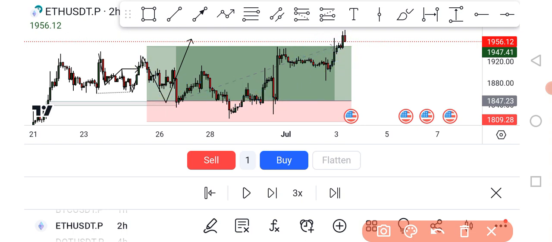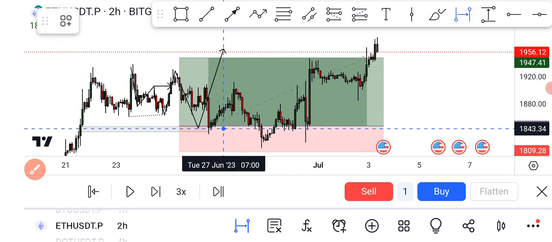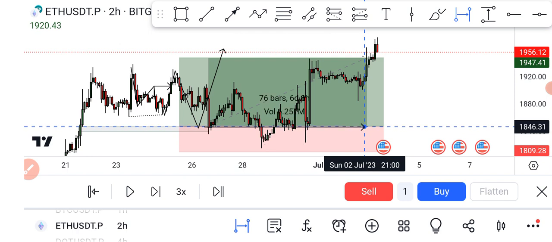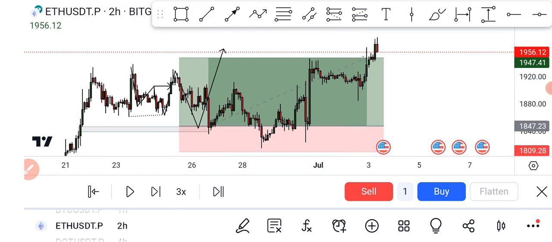Let me see how many days this trade lasted before we got to the final take profit. It lasted about 6 days. So 6 days is a worthy profit, and how much profit? 5% profit. So it's actually a good one.